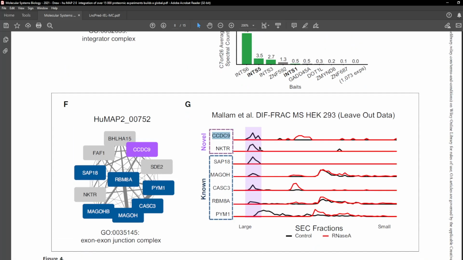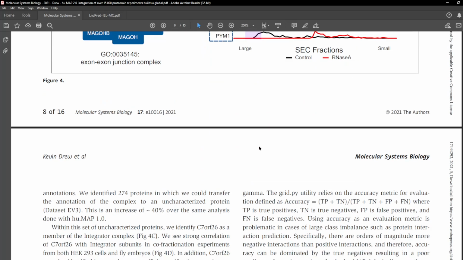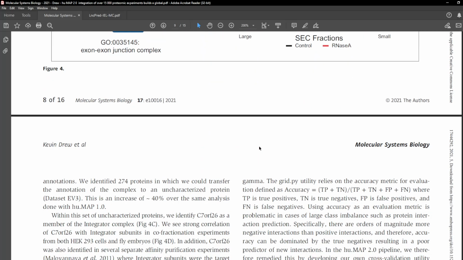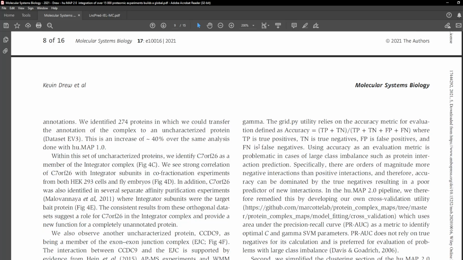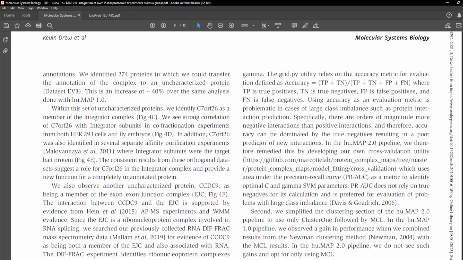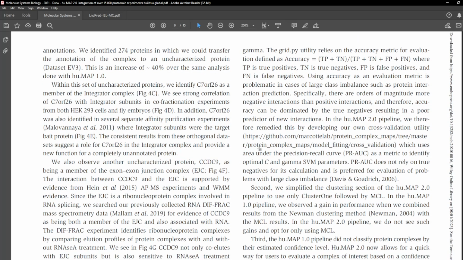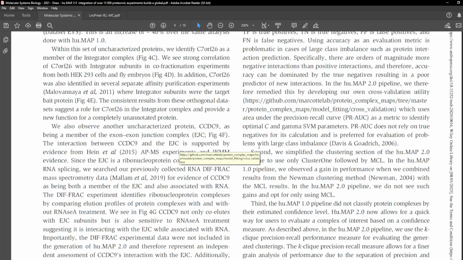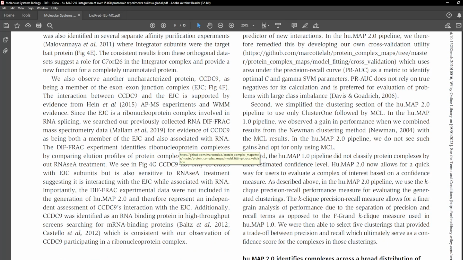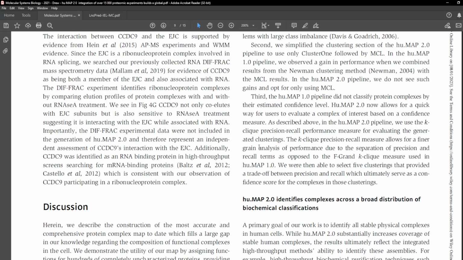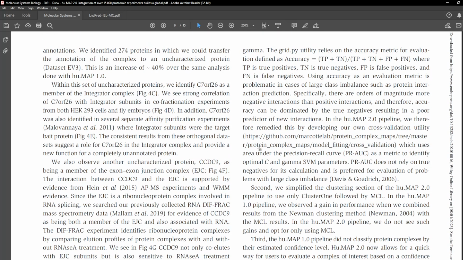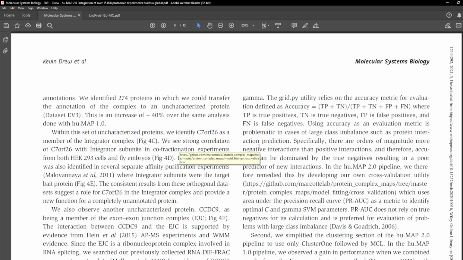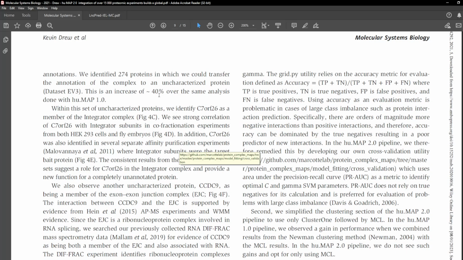We therefore cross-referenced genes deemed poorly annotated (UniProt, the UniProt Consortium, 2017, annotation score less than or equal to 3) with hu.MAP 2.0 complexes that were enriched for functional annotations. We identified 274 proteins in which we could transfer the annotation of the complex to an uncharacterized protein, dataset EV3. This is an increase of 40% over the same analysis done with hu.MAP 1.0.